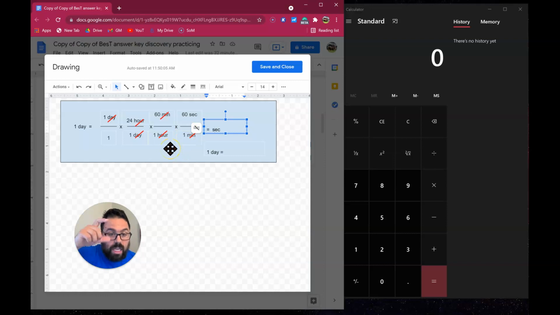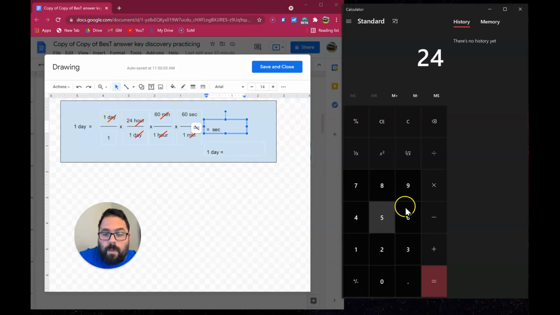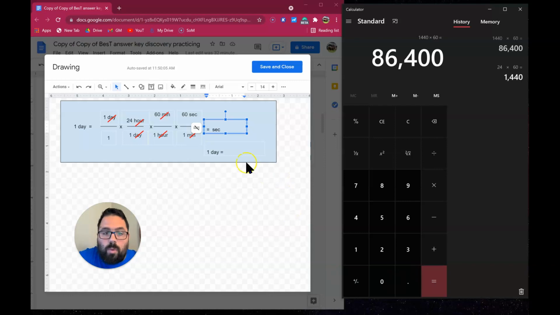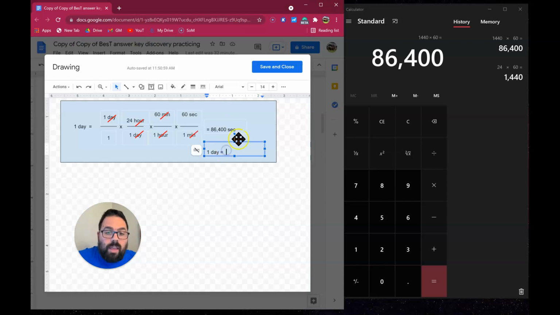Now, if we weren't able to keep all the nice numbers as 1s in the bottom, you might actually have to divide out the fraction to get your final answer. But for now, this is going to be 24 times 60 times 60. And what that lets you do is go from 1 day is equal to 86,400 seconds. If this was our answer key, we would take this answer with our unit. We want to make sure we include our unit, and that would be our answer.